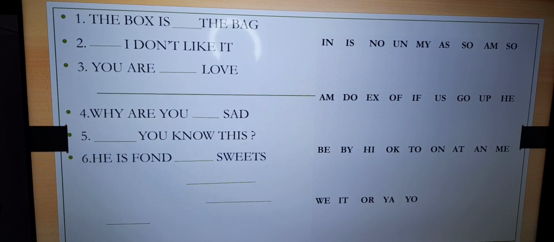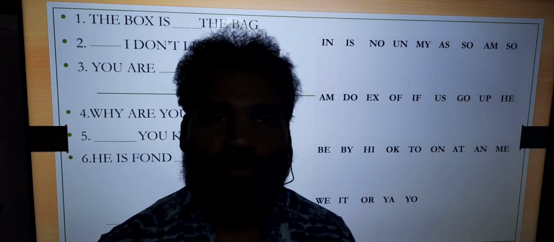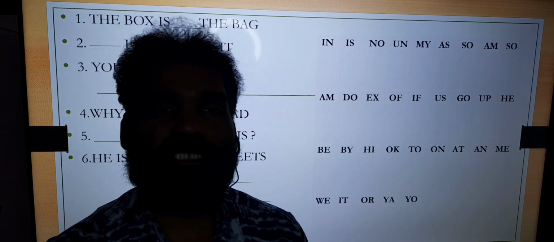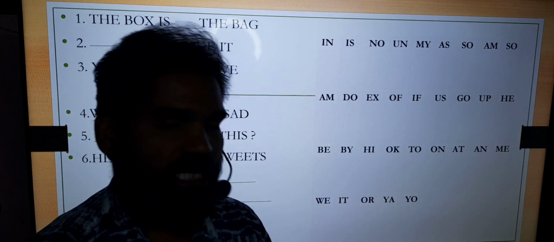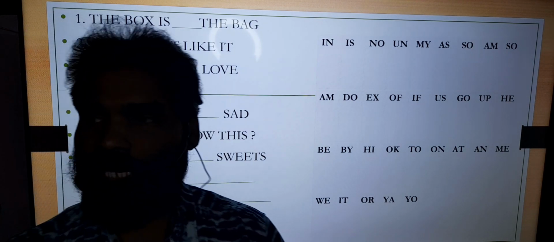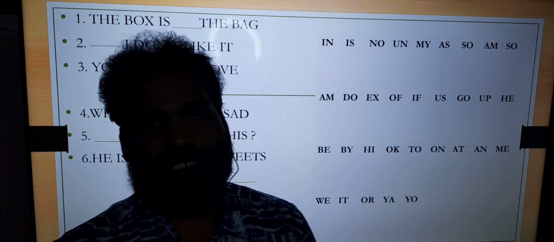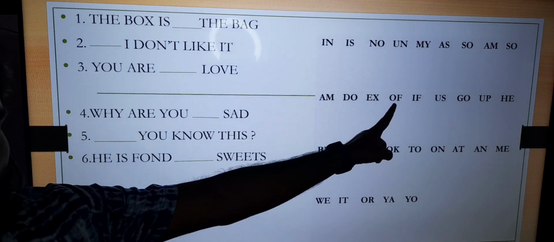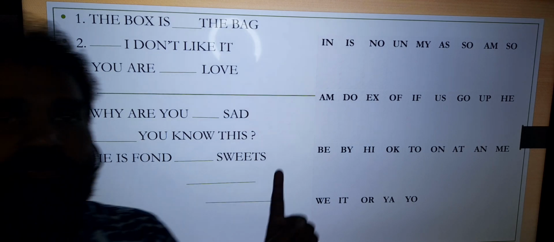Let's look at the next one. He is fond dash sweets. F-O-N-D, fond. What is the meaning of fond? Fond means something that you like very much. You like it so much that you think about it all the time. You want it at any cost. You are always trying to find it because you like it so much. That kind of likeness is what we call fond. Okay, so we can pick a word that is of and put it here. He is fond of sweets.